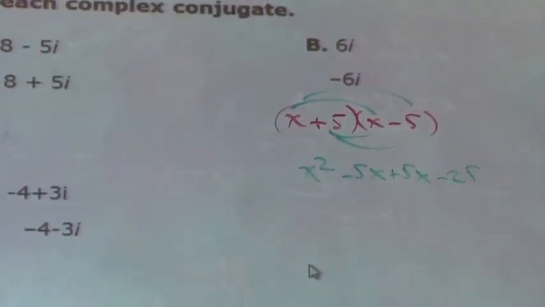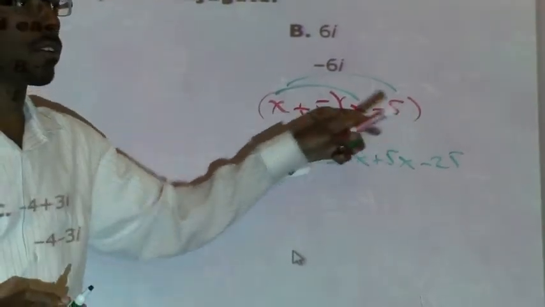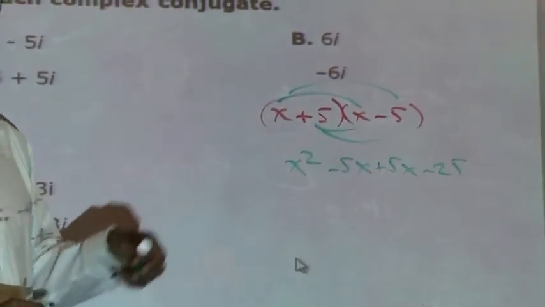Pause there, look at it, see if you're confused. Where did you get 5? This 5 right here, or this 5 right here? This is a made-up problem, good question.